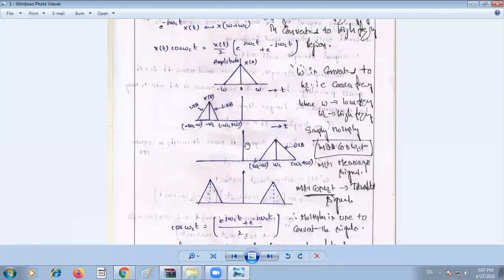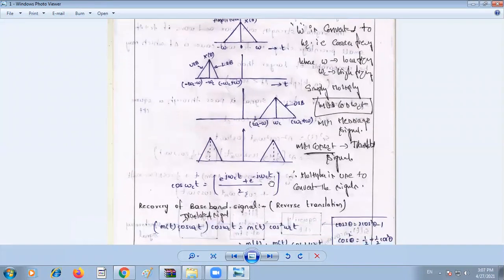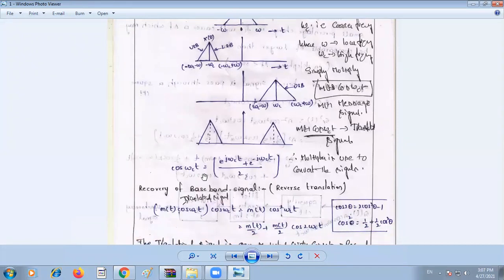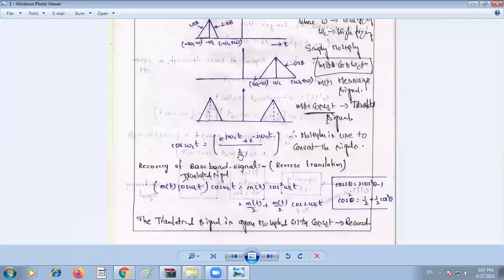In the spectral components, when you apply the Fourier transform to those two signals, the baseband signal has two spectra, one on the positive side and another on the negative side. Like that, the carrier also has a positive side and a negative side. This is the exponential form of the cosine waveform. Now, after frequency translation, recovering the baseband signal is an important concept.